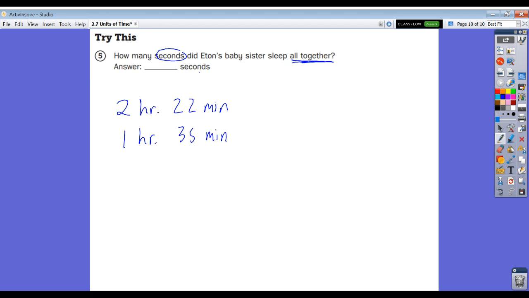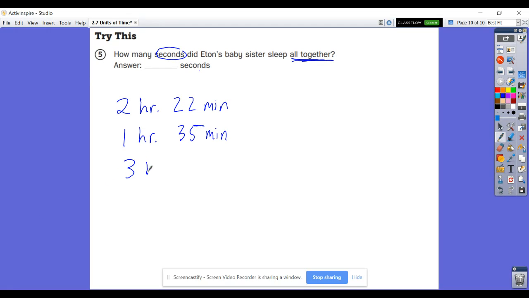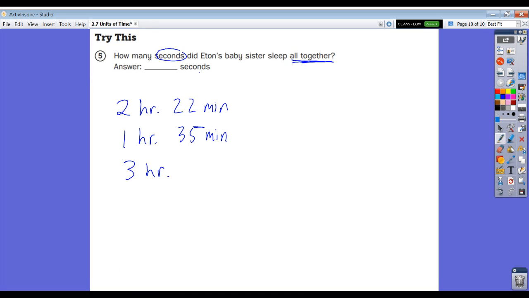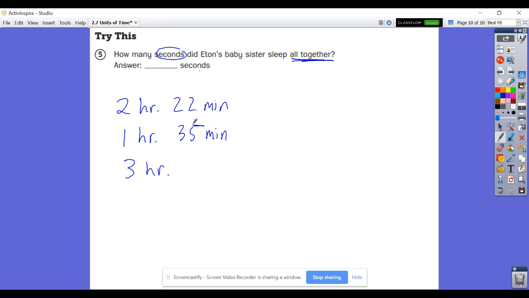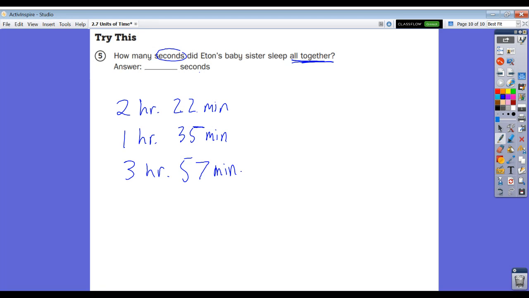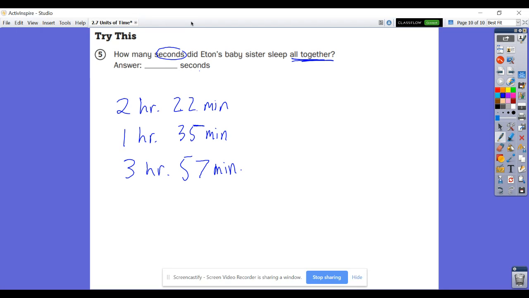So if I just wanted to add these up, when you add time, it's a little bit different, right? Because once you get to 60, you know you have another hour. So I might say, okay, this is 3 hours and how many minutes? 2 plus 5 is 7. 2 plus 3 is 5. 3 hours and 57 minutes. So 57 minutes, was that a full hour? Nope. If it had been 60, if it had 3 more minutes, it would have been a different story. But we're going to keep it as this. So this was how many hours and minutes.